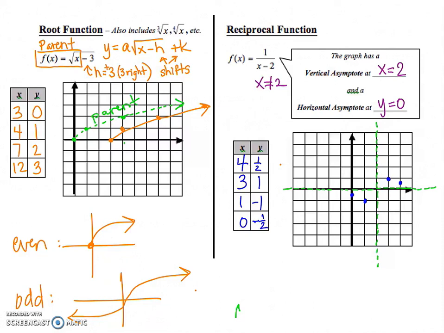This isn't much to look at right now, I understand, but this does give you an idea of the basic shape. A reciprocal function is going to have two branches that approach the asymptote in both directions. So this is the general shape of a reciprocal function.